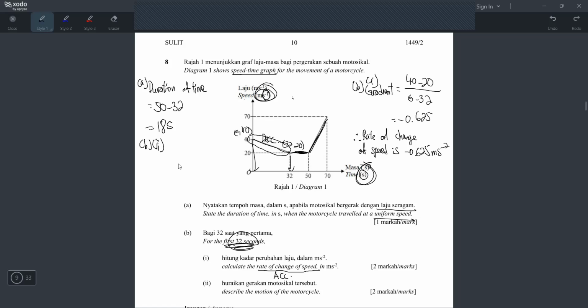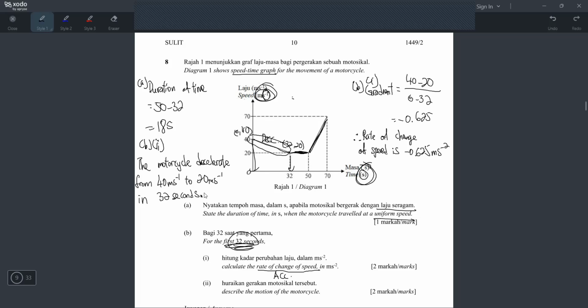So what I'll write here, the motorcycle, and they have to see this word decelerate. Okay, how you spell decelerate? Satu C saja, decelerate. Okay, the motorcycle decelerate from how many meter per second? 40 meter per second to 20 meters per second, right? Because the speed decrease. So you decrease the speed from 40 meter per second to 20 meters per second in how many seconds? In 32 seconds, right? So I think this is how you describe it, okay?